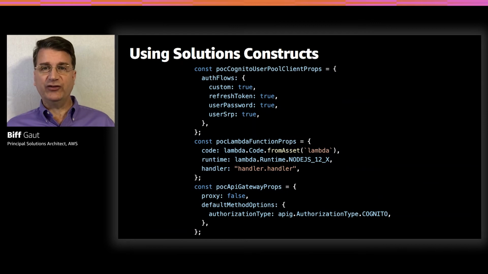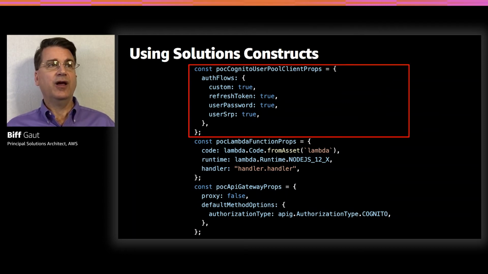Solutions constructs are multi-service, so they encapsulate lower-level CDK objects representing each of the deployed resources, and they let you override the default settings for each of them. So for the prototype, here are the properties we will set for our internal services. For the user pool, we'll allow any type of authorization flow.